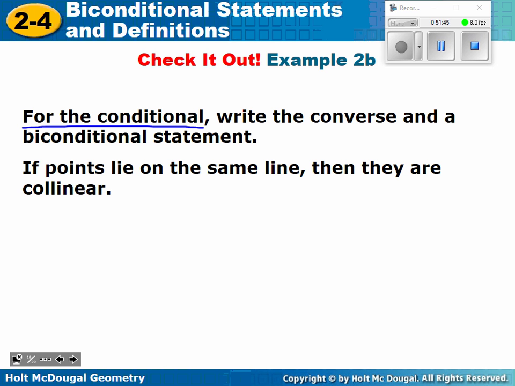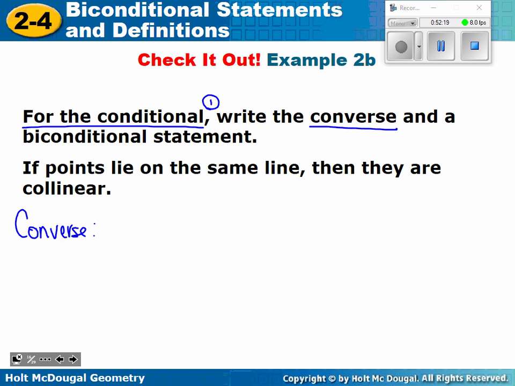So for this conditional, write the converse. So what would the converse say? Okay, go ahead. One more time, Ridley. Okay, so notice she is writing the converse, so she's switching, but she didn't start with if they. She went back and said, what are they? They are the points. So she said, if the points are collinear, then she can throw in the word they, lie on the same line. Are we good with converse?